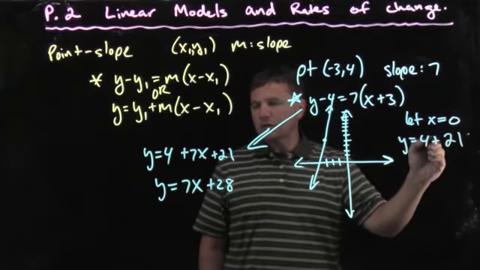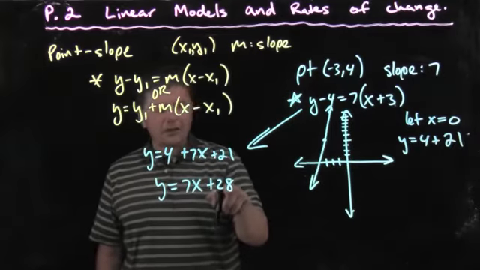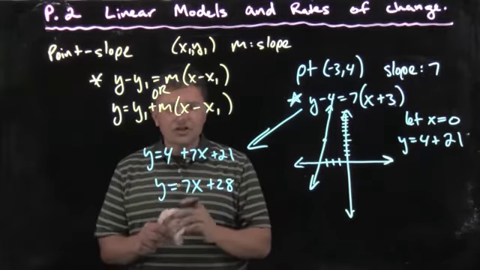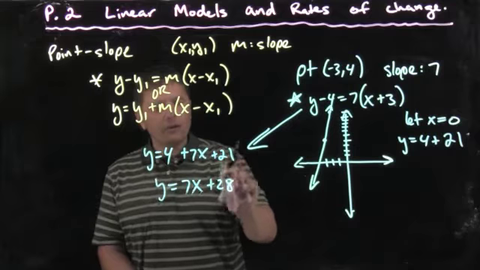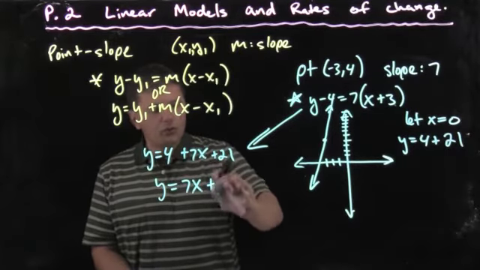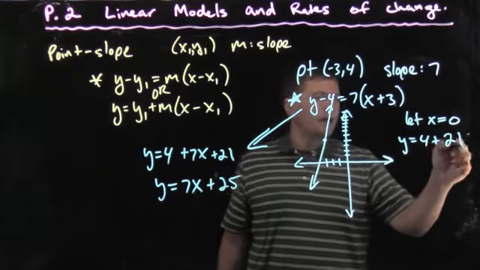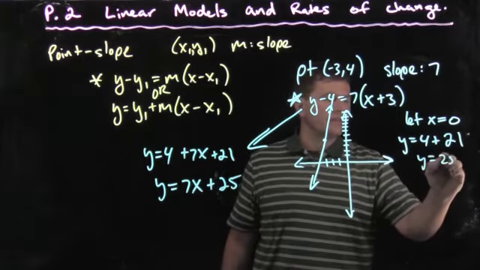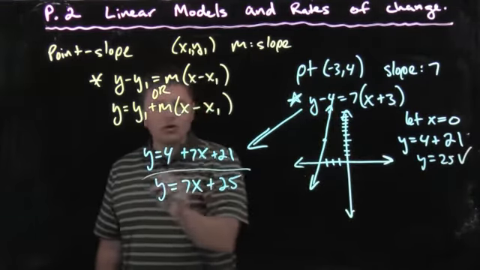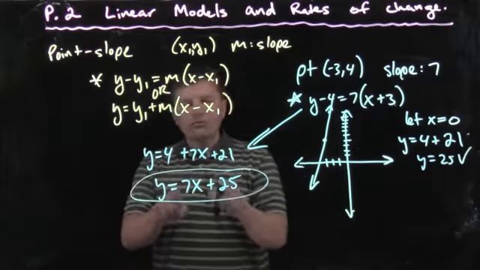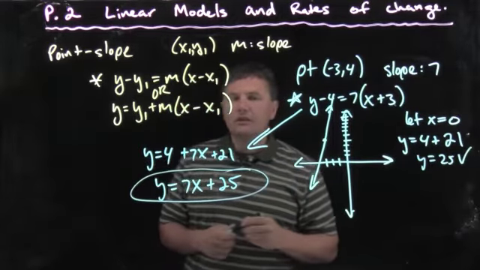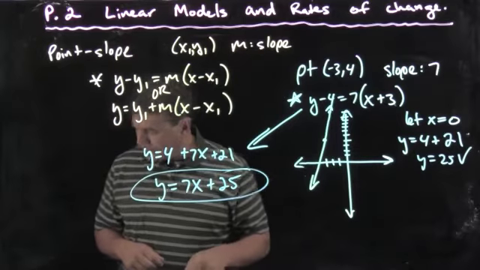Wait a second. My math is wrong. I apologize. 21, good thing I checked. 4 plus 21 is 25, not 28. Okay, so we can see that that checks out. So however you want to do that, it really doesn't matter to me. And once again, only put it in slope-intercept form if they specifically ask, okay?